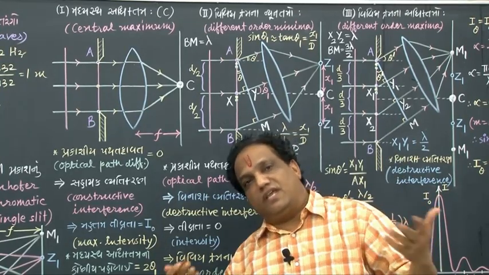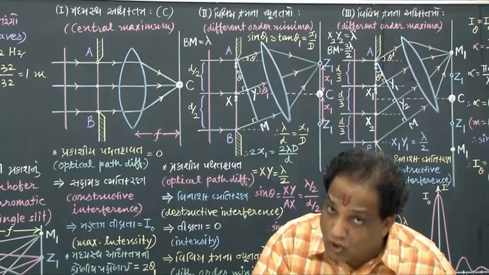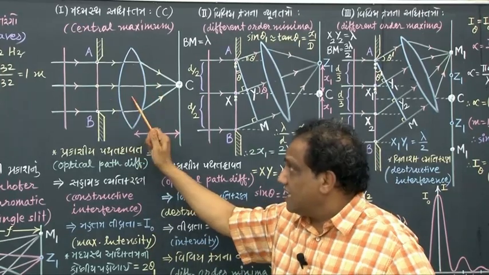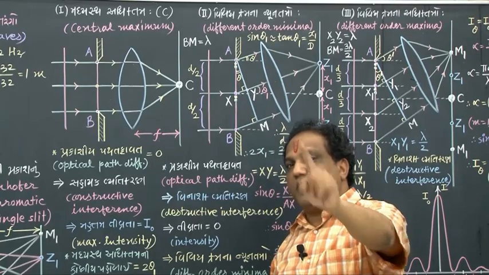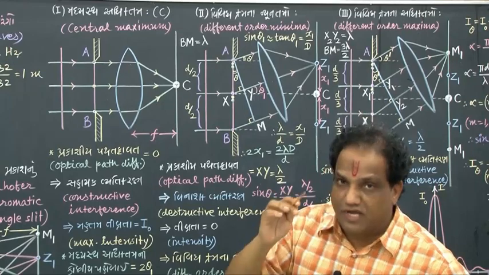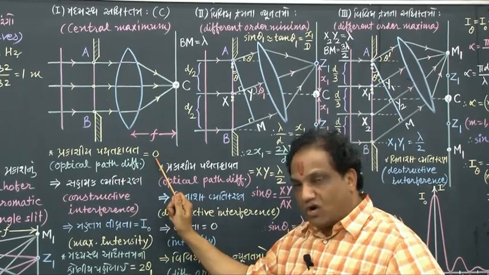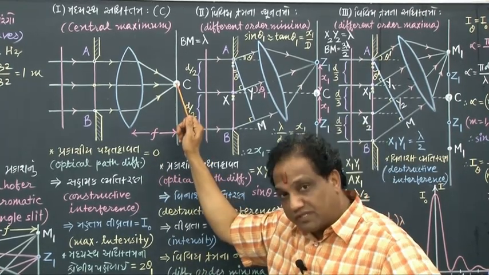Then if they travel equal distances in the same medium, then we will say path difference is 0. But here there is a change of medium. Here it is air medium, here it is glass medium. So whenever there is a change in medium, don't say simply path difference, say optical path difference. That's why optical path difference I am going to take 0, because all the light waves are coming here at the same moment.